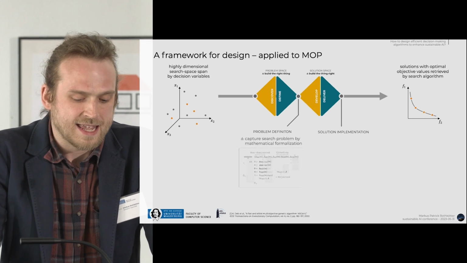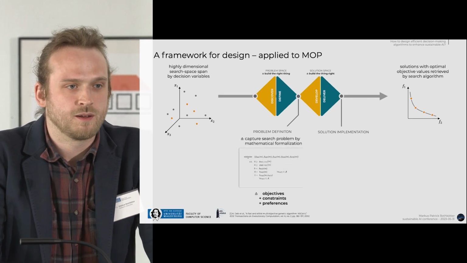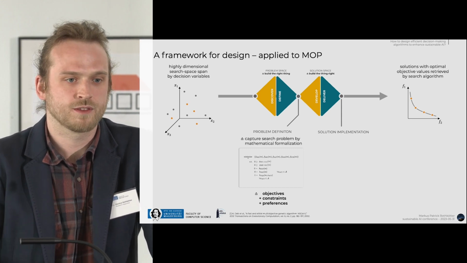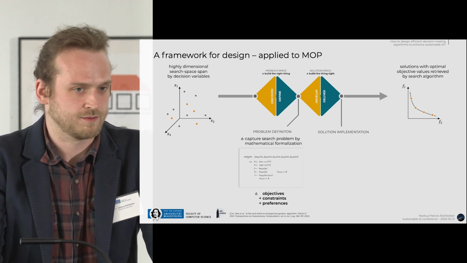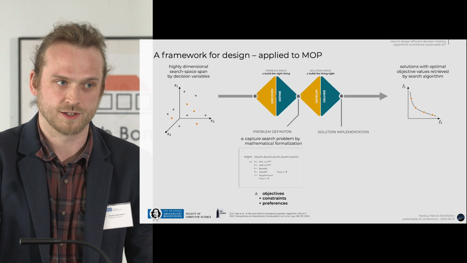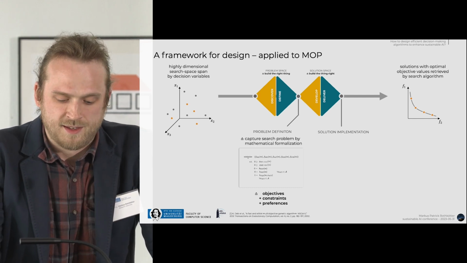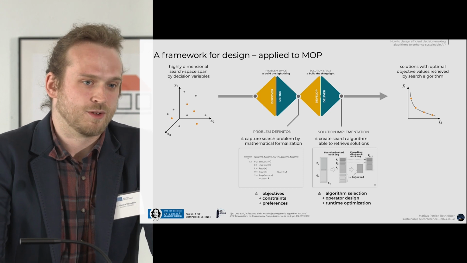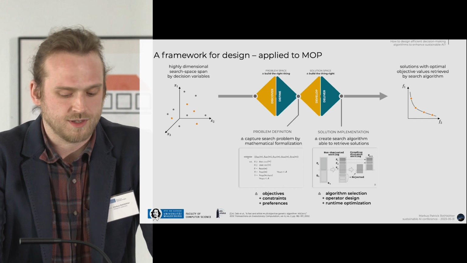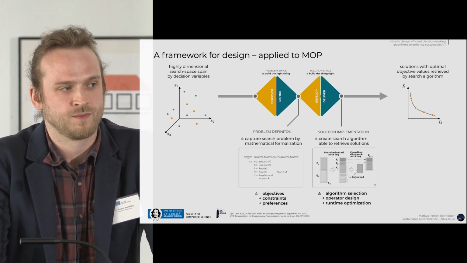So in our problem space, we have to capture this problem in a mathematical formalization, which is the first and fundamental step everything else builds on. And for multi-objective optimization, this means defining objectives, defining constraints, and deciding on the incorporation of preferences. Then comes the actual algorithm. So the second step is the solution implementation. So we select the algorithm, we design some operators, and we optimize the runtime.